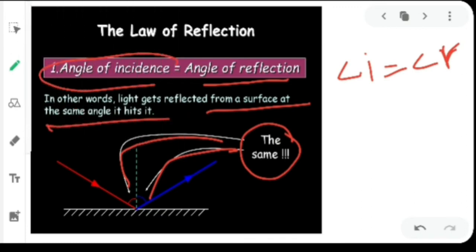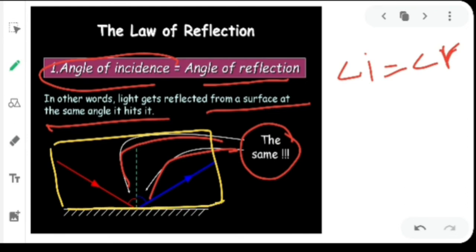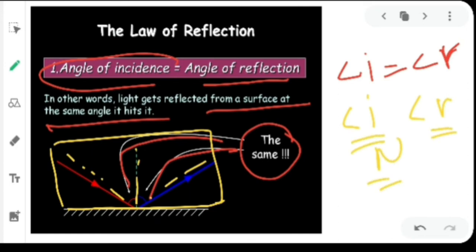Let us show the plane. See over here, this is the plane of them. So this is the ray which is incident, this is the reflected ray, and this is the normal. These all lie in the same plane. So let us say that the incident ray, reflected ray and normal lie in the same plane.